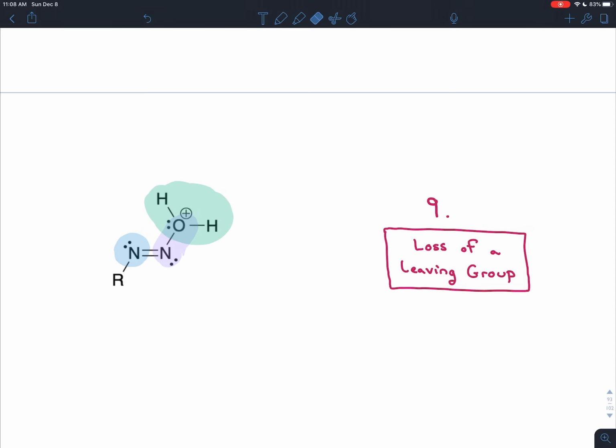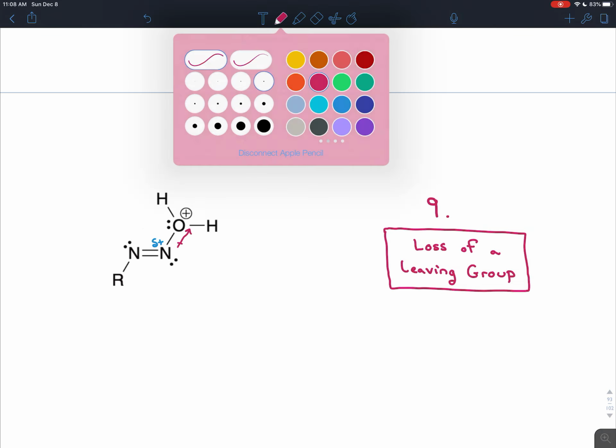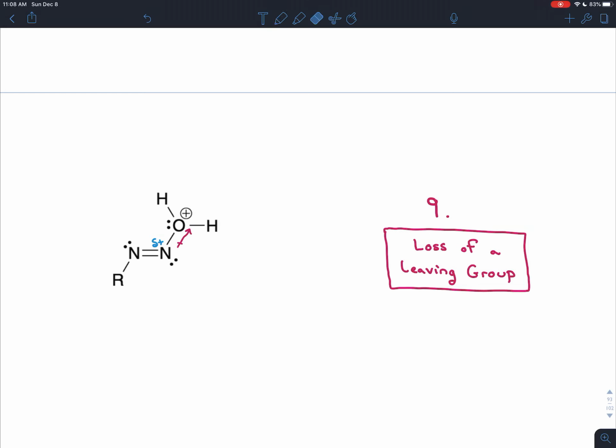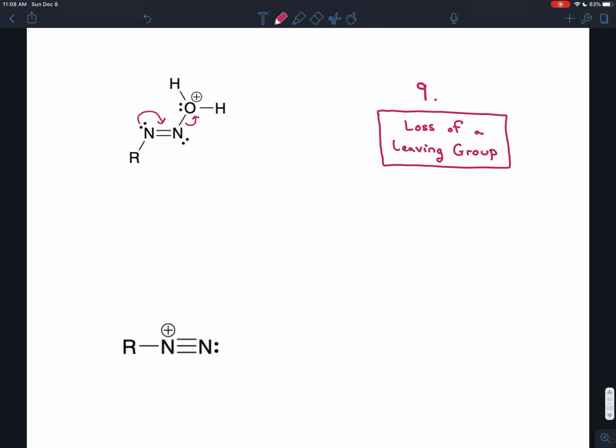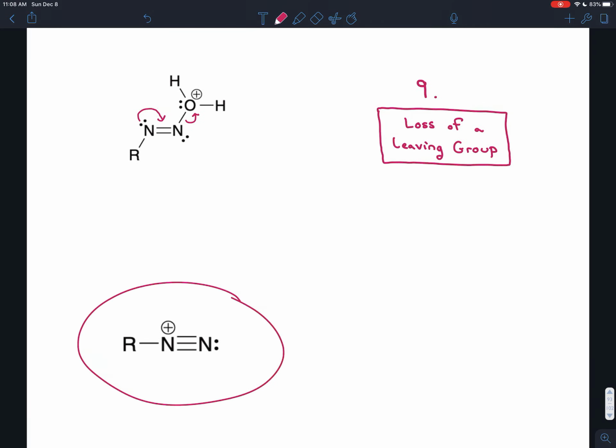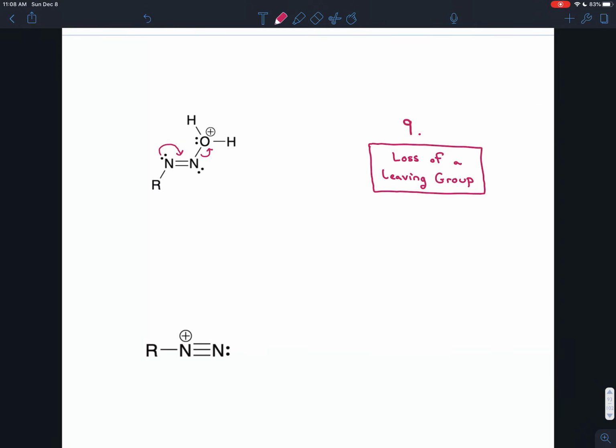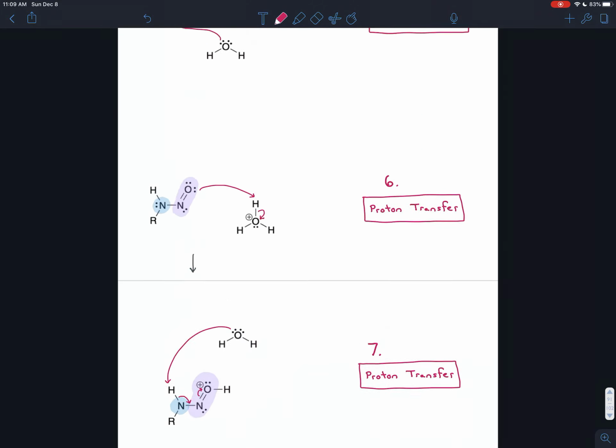Right? Here, if you're looking at this, the nitrogen is less electronegative than the oxygen, and the oxygen also has a positive charge. So the electron density is really moving there, and a kind of unusual thing is happening. The nitrogen has a slight positive charge on it. And so this lone pair is attracted to that, and it moves over and kicks this good leaving group off. So you have loss of a leaving group, and we end up with our diazonium ion. Our diazonium ion.